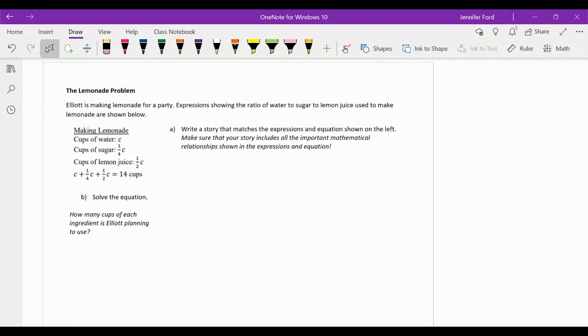Make sure that your story includes all important mathematical relationships shown in the expressions and equation. Your story might be a little different than mine, but it needs to have the basic details the same. And then part B, solve your equation, and then figure out how many cups of each ingredient Elliot is planning to use. Okay, go ahead and do part A.